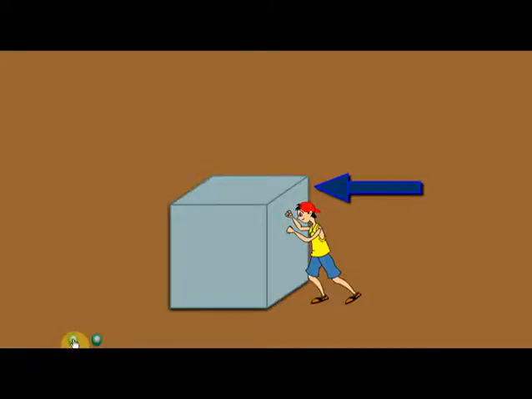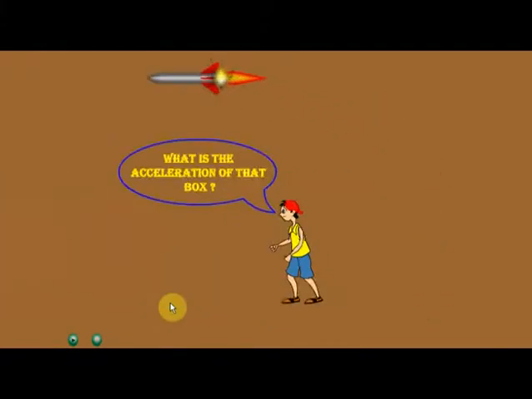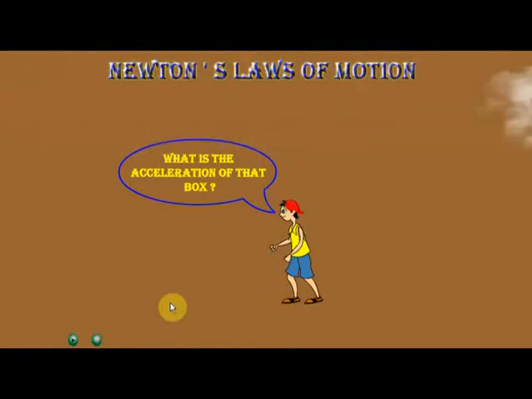Hi students, in this chapter called Newton's laws of motion, we are going to study the relationship between force and acceleration. This boy is applying a certain amount of force on this box. So what will be the acceleration of that box? We are going to learn about that when we learn about Newton's second law. Similarly, we are going to learn about what makes rockets work. We learn about all these things and about solving problems related to force and acceleration in this chapter, Newton's laws of motion.